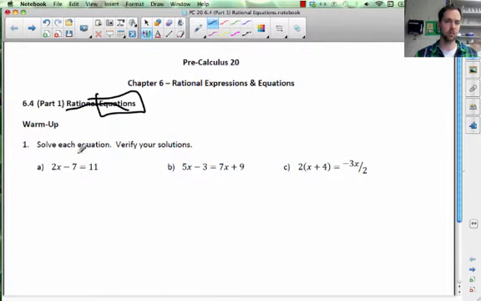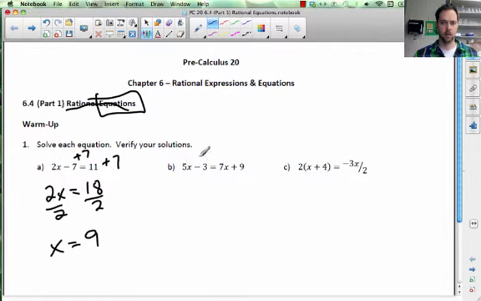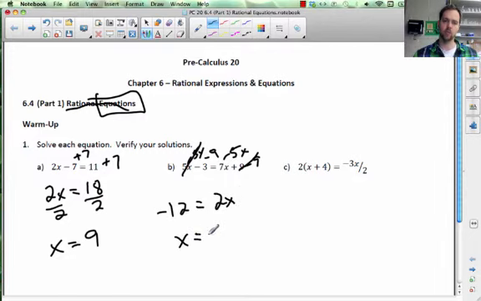So this is just some background. Isolating a variable: add 7, so 2x equals 18. And then of course that 2 is attached by multiplication, so divide by 2, x equals 9. A variable on both sides: subtract 5x over here and over here, subtract 9 here and here. We get on the left side negative 12, and on the right side we get 2x. Divide by 2 and we get x equals negative 6.